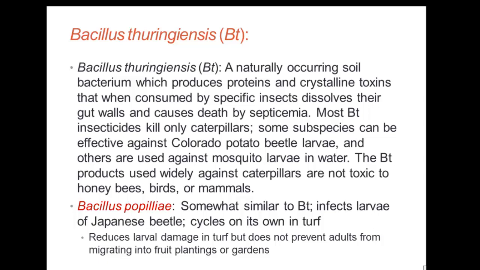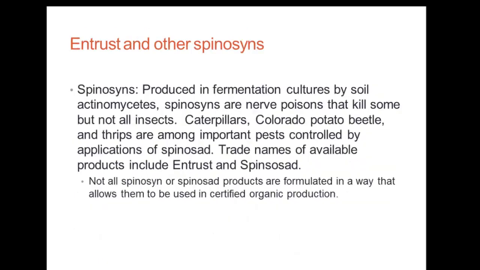Bacillus popilliae is the one that shows up in Japanese beetles. It does reduce larval damage in turf, meaning you can treat lawns and reduce damage from grubs. If you treat your lawn hoping that you're going to keep all the adult Japanese beetles out of your garden, you're going to have to be sure that everybody in about 30 miles of you treats all the turf with something, because they're going to find you otherwise.